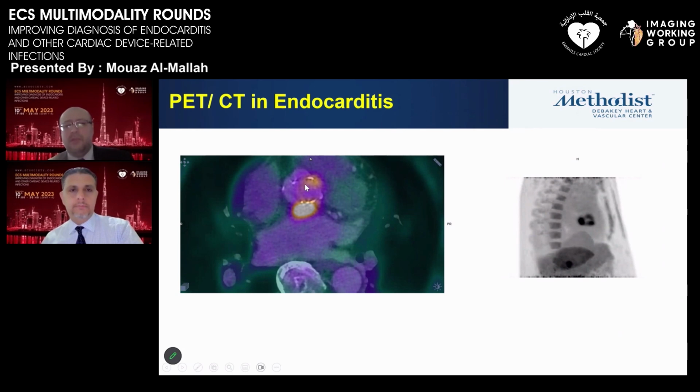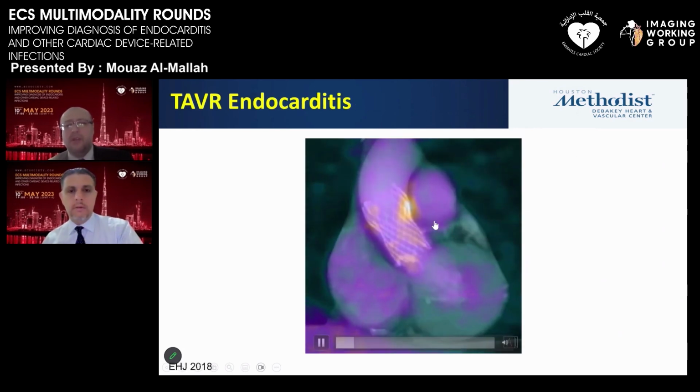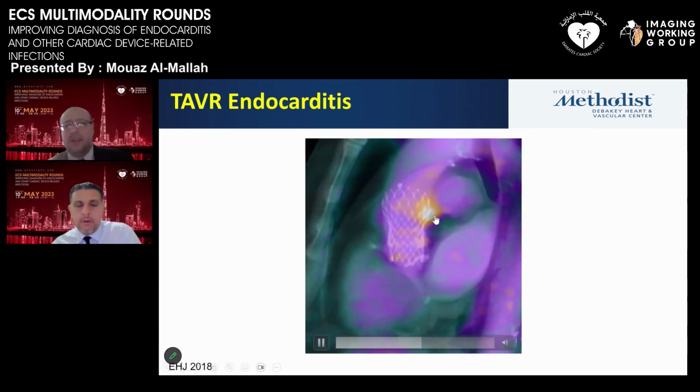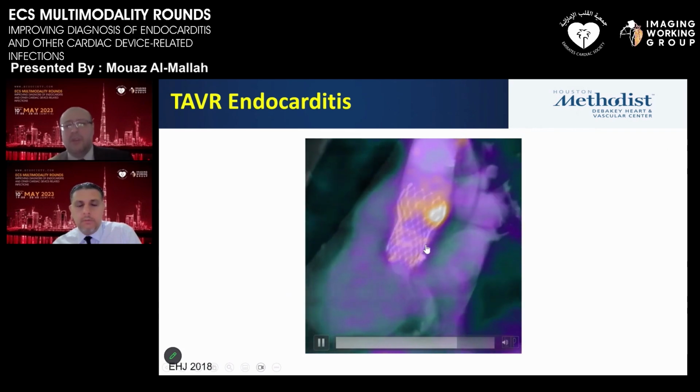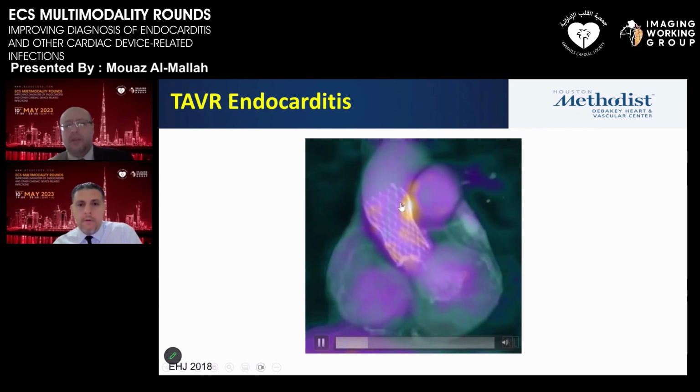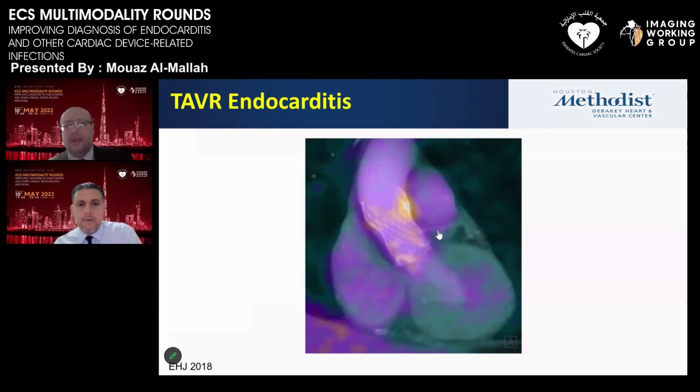This is another patient with the same thing, and if you're looking at PET alone images, this is how it looks. It can be used for TAVR valves too. So that's also another area it can be used for. It could be around the annular area, or it could be along the aortic part too, as you see here.